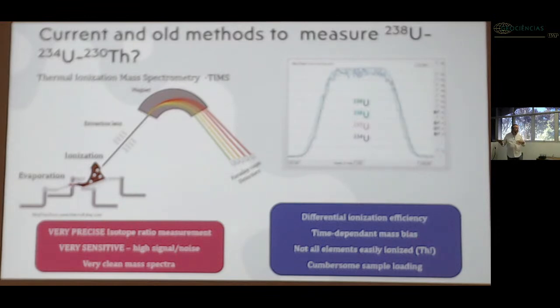Thorium is not the only one. There are some other elements that are difficult to ionize. But also because it's difficult to ionize, sensitivity for these elements is not the best. It's good. It's really good. It's enough. But it's not really the best. Compared to alpha spectrometry, you can get away with 1 gram, half gram of sample, and you'll get very decent precision.